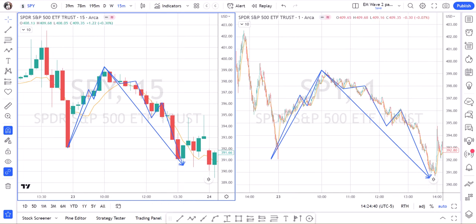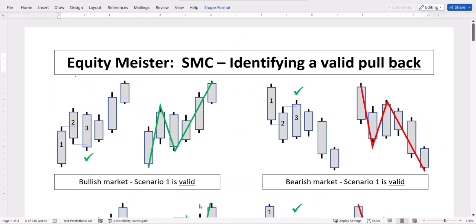Okay, the next step, we need to learn a little bit more detail, and I'm going to do that by using this Word file right here. And so to identify valid pullbacks, we have to understand a little bit more about the price action.